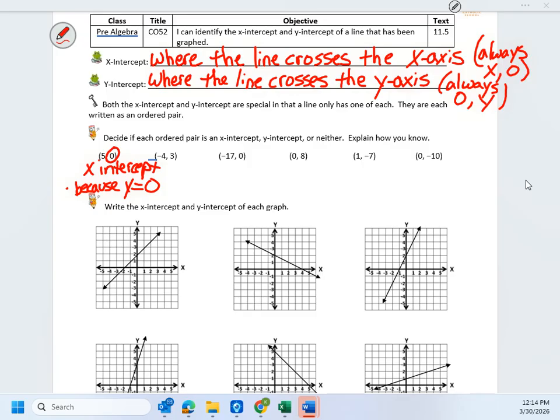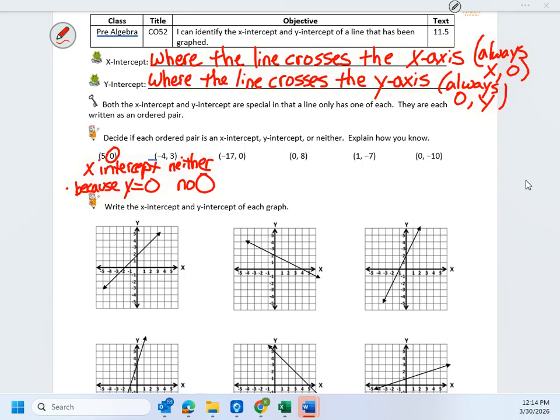If we look at -4, 3, would that be an x-intercept, a y-intercept, or neither? Finley? Neither. How do you know it would be neither? Because there's no zeros. No 0. So we automatically know it is not an intercept. Not the x or the y, because there's no 0. Okay, you're going to finish that yourself.